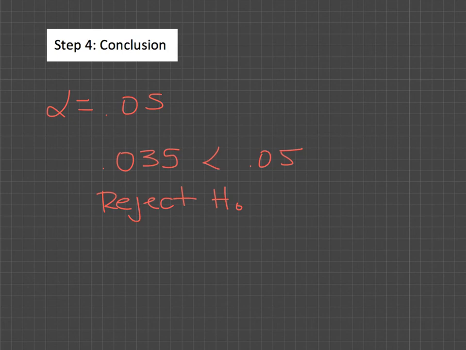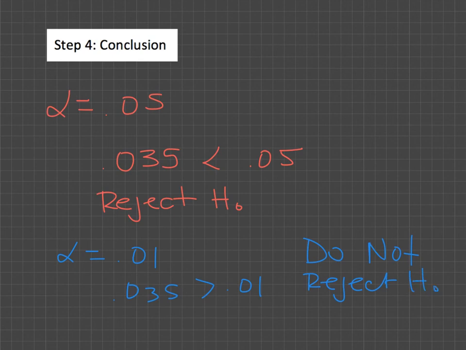And our second significance level, alpha equals 0.01, again, we make the comparison. 0.035 this time is greater than that significance level. So we do not reject the null hypothesis that the mean expenditure in Portland and Seattle is the same.